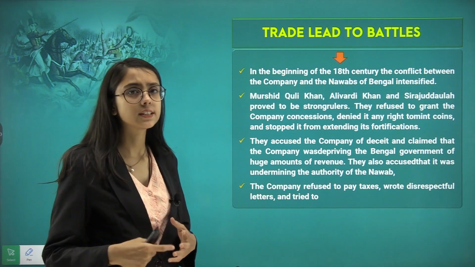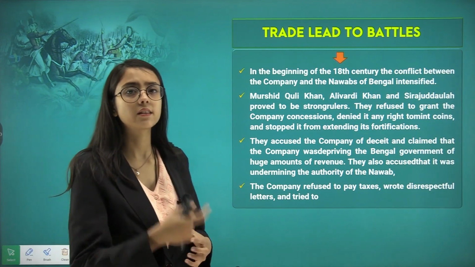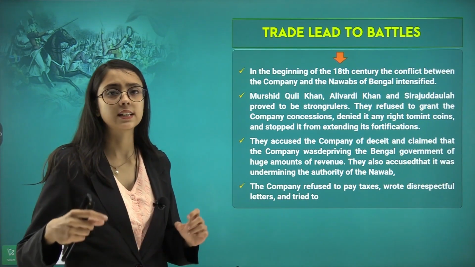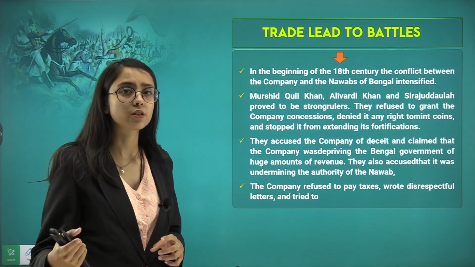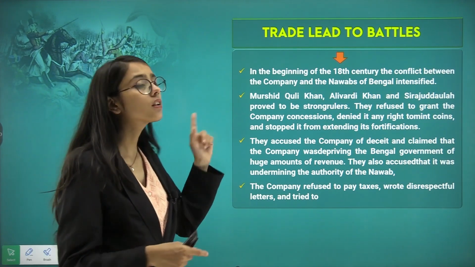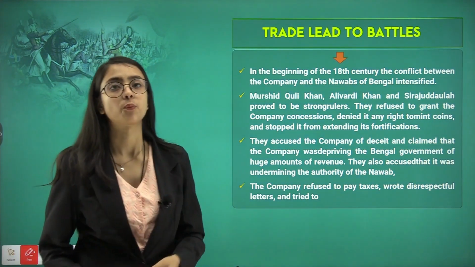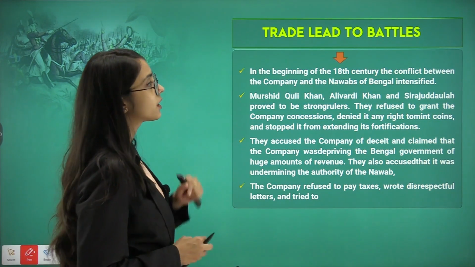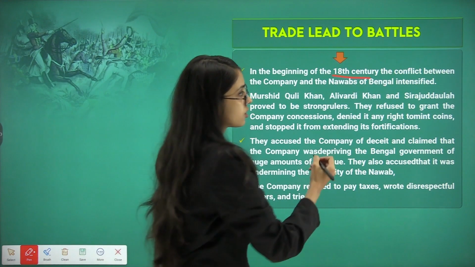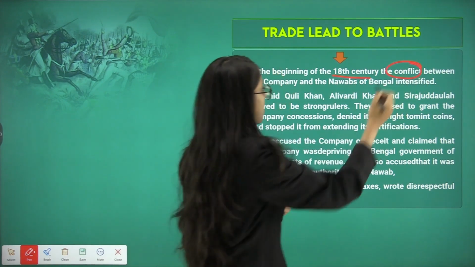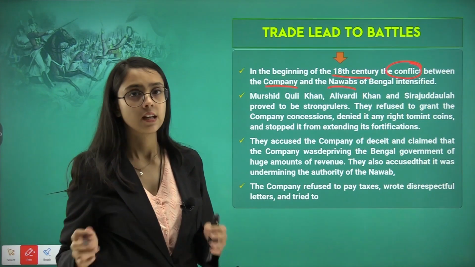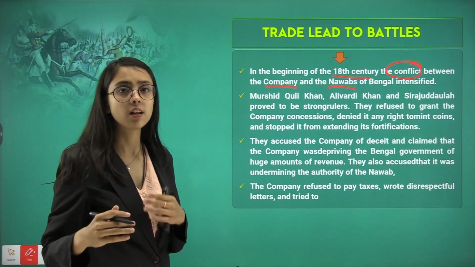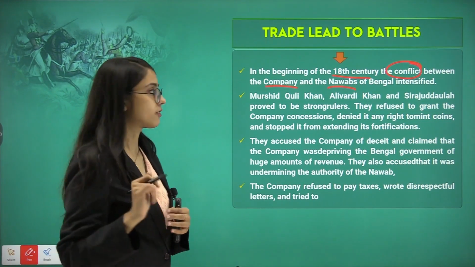As you see, there were conflicts between the company and the Nawabs, and there was a long lasting list of actions which were quite disrespectful on the part of the company. So, it resulted in long battles. Let's have a look. In the beginning of the 18th century, the conflict between the company and the Nawabs grew out of hand. It was intensified to a level that it completely became out of hand.